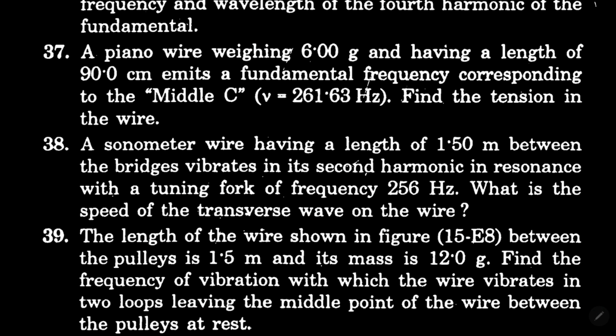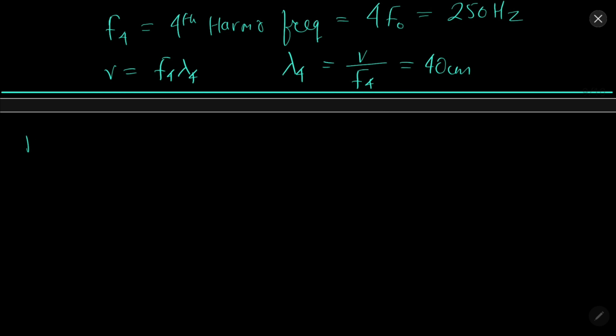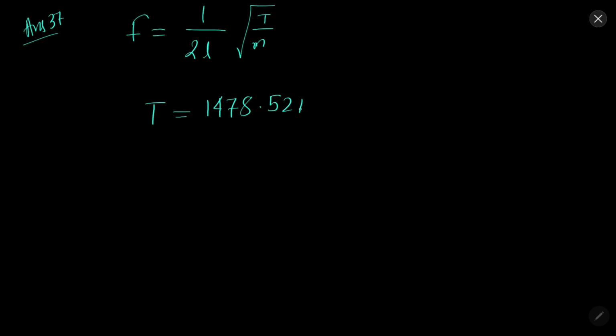In question 37, a piano wire weighing 6 gram is there. We need to find the tension in the wire. Solution 37. Now frequency here will be given by 1 over 2l root T over M. So when we put all the values, tension will come out to be 1478.52 Newton.